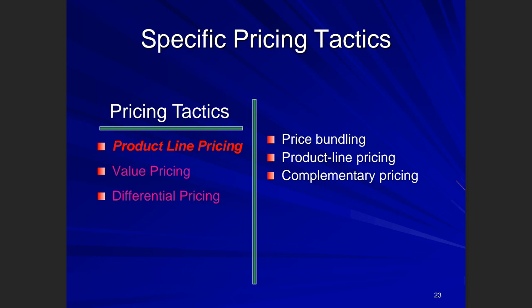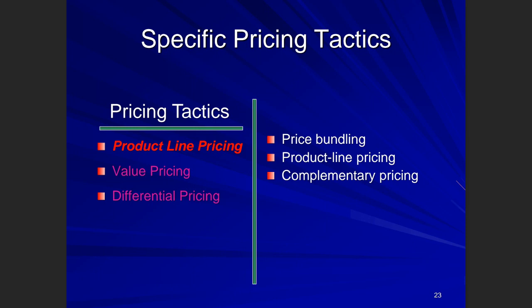So each brand, if you will, each variant within that product line would have a different price level, right? And that's what we call product line pricing. So look at toothpaste, for example, right? You have Crest, you have the high-end Crest Scope, Crest Total toothpaste, and then you have the low-end basic Crest, right? So that's another example of product line pricing.